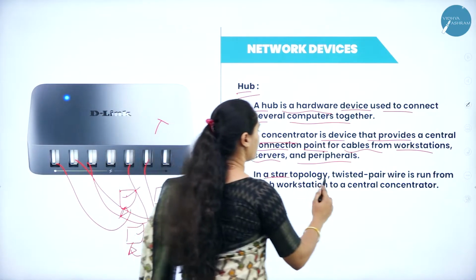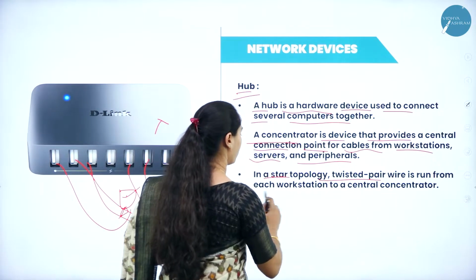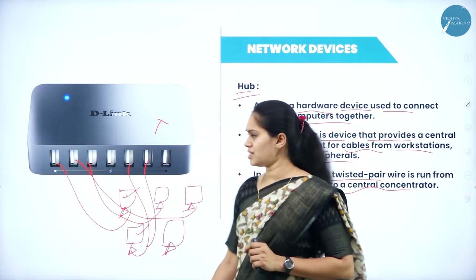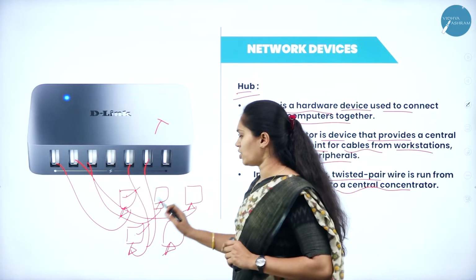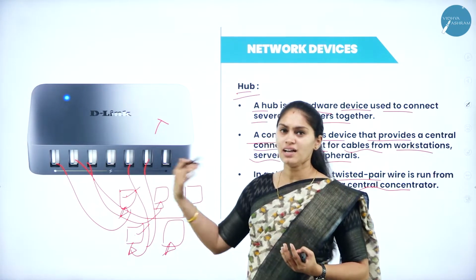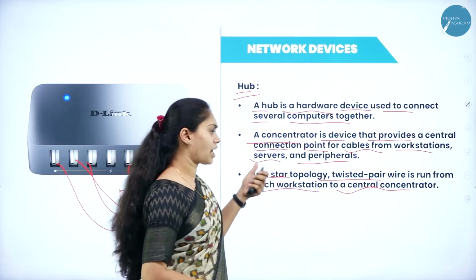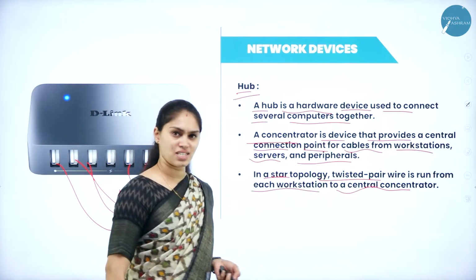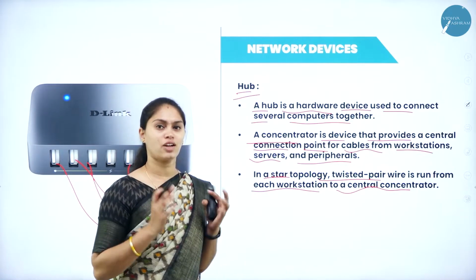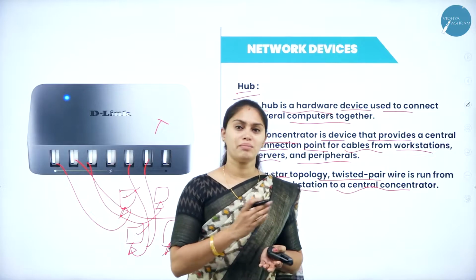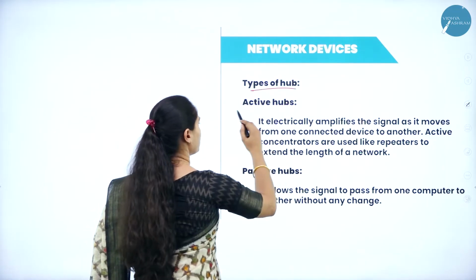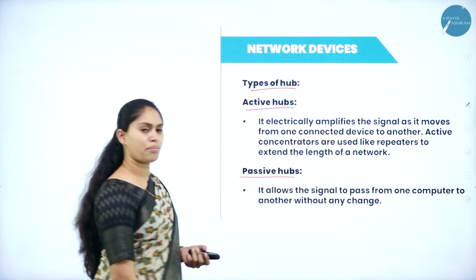So in a star topology, twisted pair wire is run from each workstation to the central concentrator. So this is a central concentrator. If I want to establish communication between this workstation and the hub, at that time we are going to use a star topology along with twisted pair cables in order to establish the communication between the concentrator as well as the number of workstations. And also we have two types of hub. One is the active hub and the other is the passive hub.